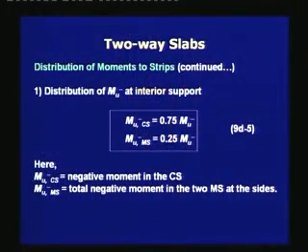It is preferred that we do a more rigorous analysis to find out the moments in the column strip and the middle strip. The first is that the distribution of Mu minus at the interior support is as follows: for the column strip it is 75% of Mu minus, and for the middle strip on the two sides the total moment is 25% of the Mu minus. Remember that Mu minus MS is the total negative moment in the two middle strips on the two sides.